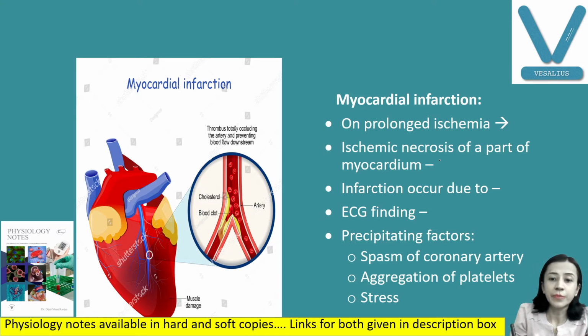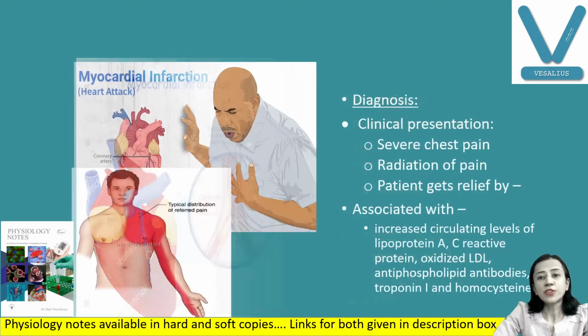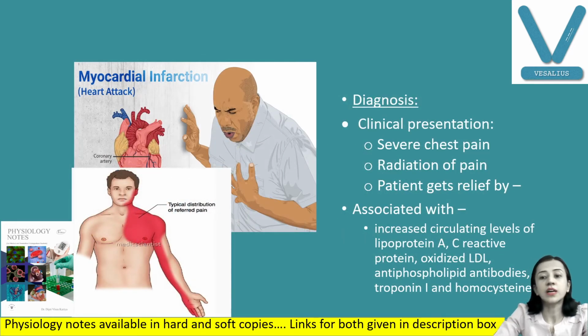Precipitating factors for myocardial infarction are spasm of the coronary artery at the site of atheroma. Because atheroma is there, it is partial occlusion, but if there is spasm, then the occlusion gets completed. Platelets get aggregated and stress results in sympathetic stimulation. That also causes spasm.